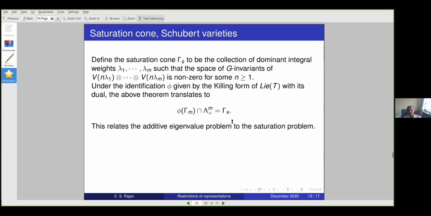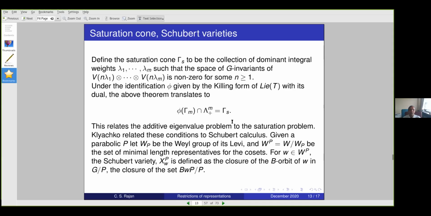Okay. So this kind of relates the additive eigenvalue problem to the saturation problem. In some sense, what one is saying is that the inequalities satisfying both the conditions are the same inequalities. That's what one is saying, right? So if you solve one of them, you solve the other in some sense.